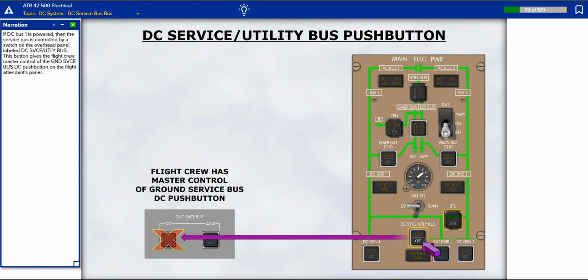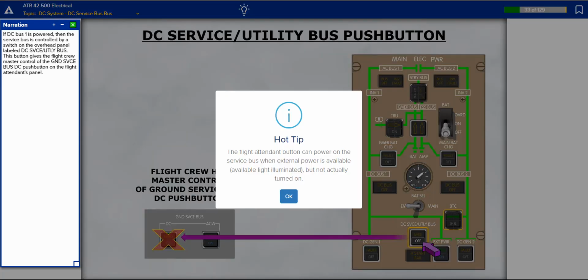If DC bus 1 is powered, then the service bus is controlled by a switch on the overhead panel labeled DC Service Utility Bus. This button gives the flight crew master control of the ground service bus DC push button on the flight attendant's panel.